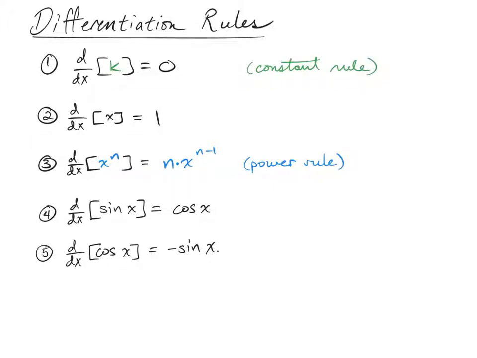The fourth and fifth examples are the first trig derivatives that you will see out of the 6 trig functions. The first trig derivative is the derivative with respect to x of sine of x is cosine of x, and the derivative with respect to x of cosine of x is negative sine of x.